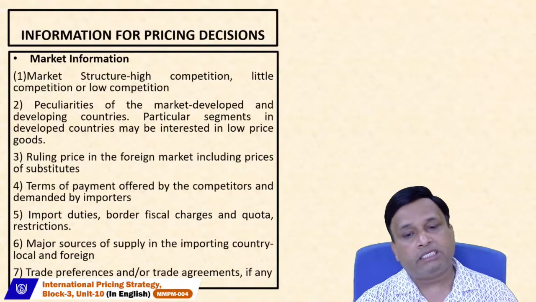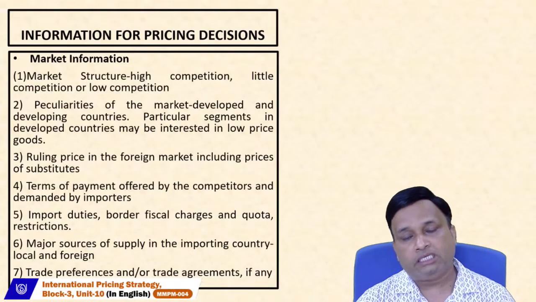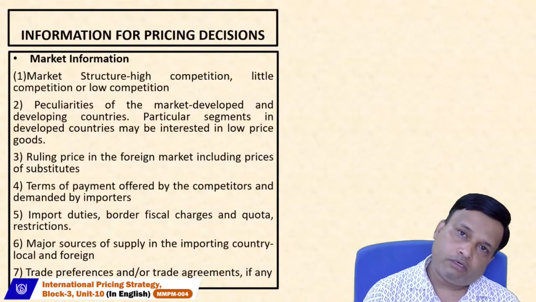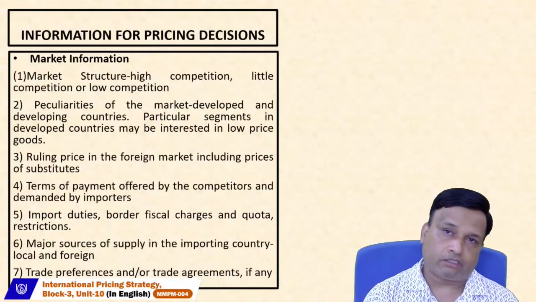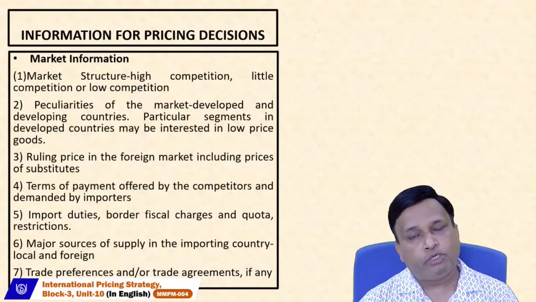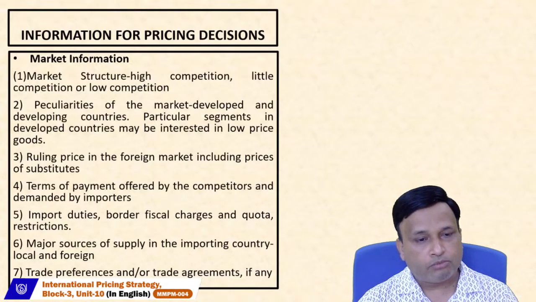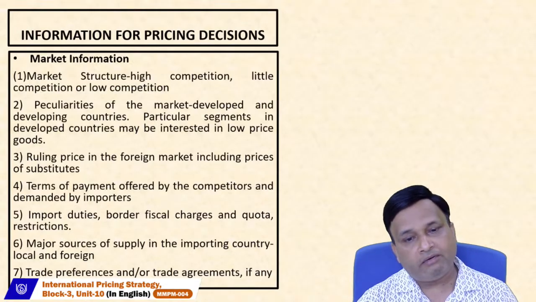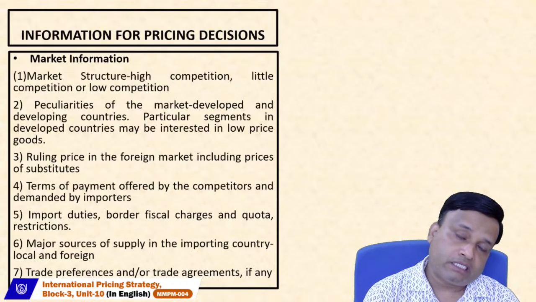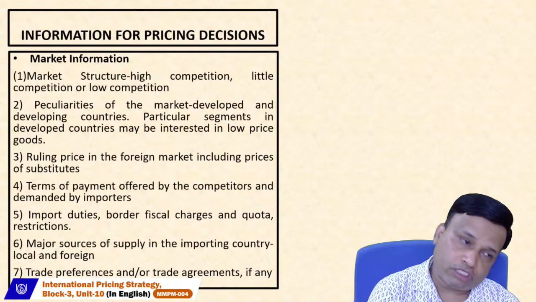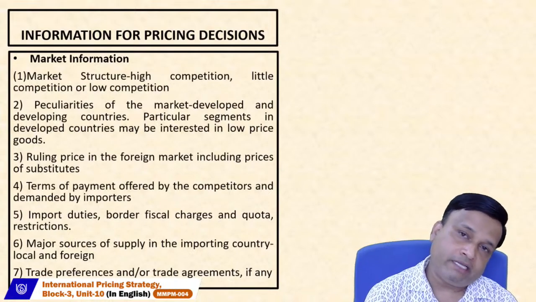Import duties, border physical charges, quota restrictions. A quota is exactly that a certain percentage of your product can be imported. There is a restriction, so you cannot go beyond it. Then there are the duties levied by the government. If they are charging a high duty on the imported product, the price will become higher.